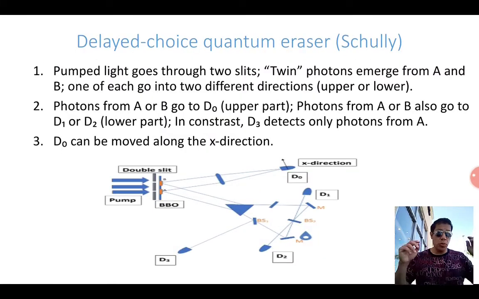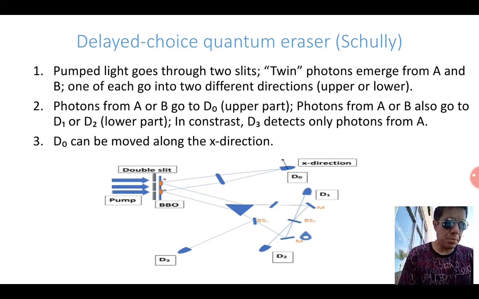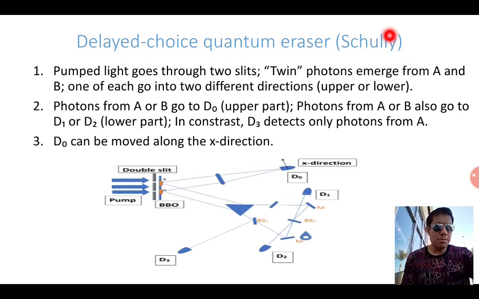All right, let's go to an extension of that experiment, and this one is the one that has puzzled physicists for so long. This is the delayed choice quantum erasure experiment. I put Scully there because Marlan Scully was the person who conceived it theoretically. Some other people did the experiment. I'll certainly show you the citation for that work.